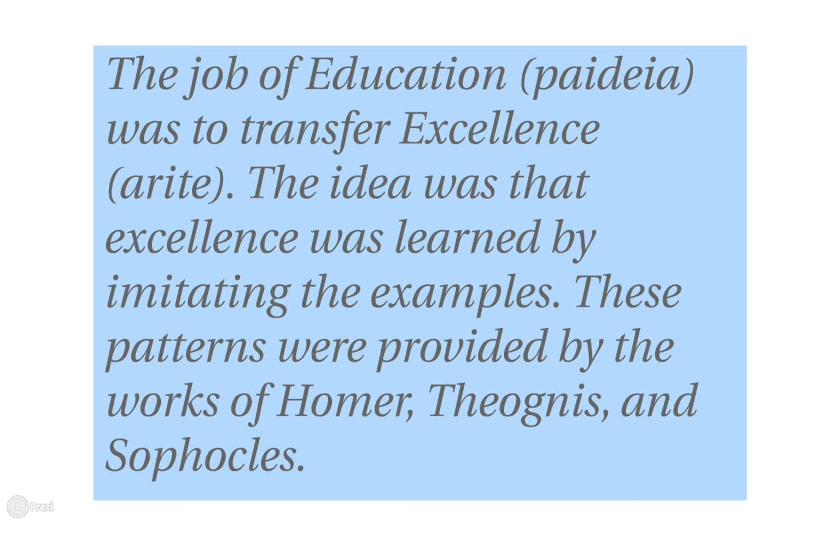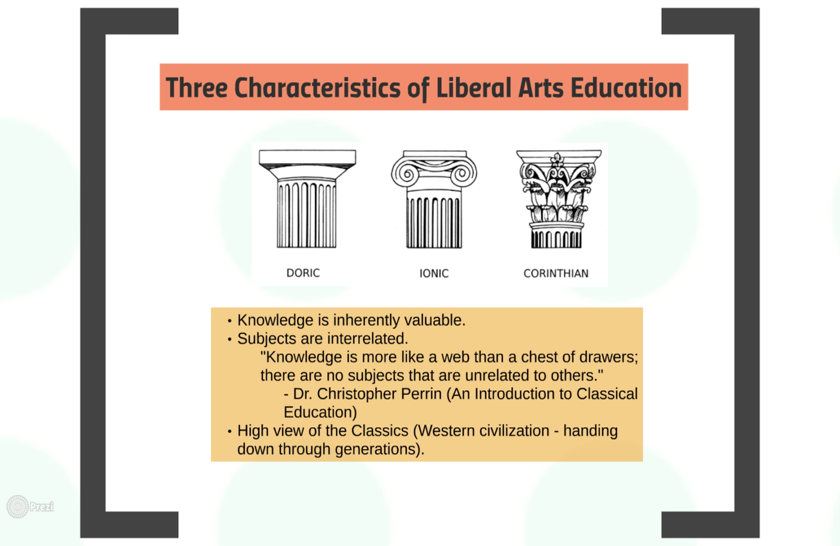Now, I want to look at three practical characteristics of the liberal arts education. First, knowledge is inherently valuable. Even if your children weren't going to be astronomers, they all had to learn astronomy of some sort. Second, subjects are all interrelated. Dr. Christopher Perrin, who wrote An Introduction to Classical Education, writes, quote, "Knowledge is more like a web than a chest of drawers. There are no subjects that are unrelated to others." Because of this, children were taught that all of their subjects were kind of intertwined. And third and last, there's a high view of the classics. One of the goals of liberal arts education is to hand down the tradition of Western civilization through the generations.